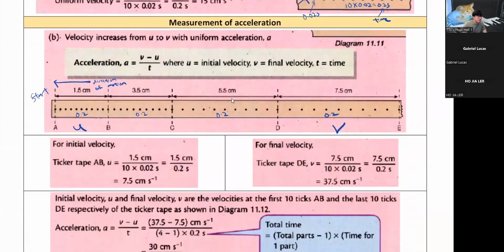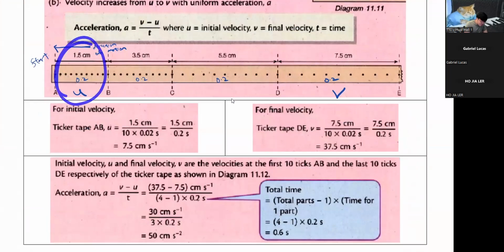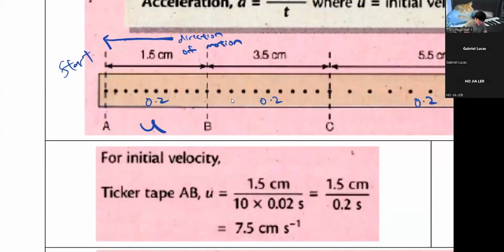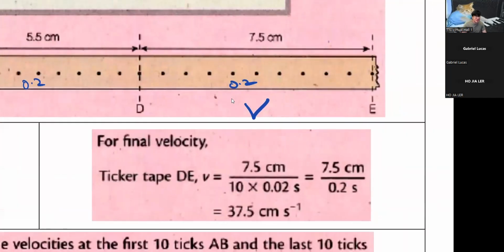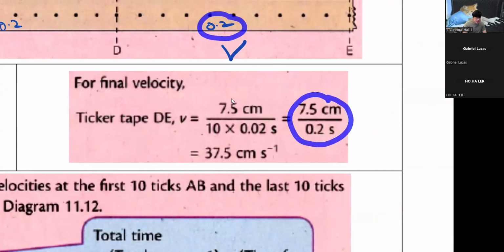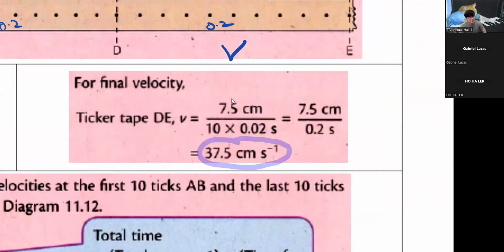Okay, 0.2 second. So let's calculate the U here. Since we have the distance and the time, it's distance divided by time. 1.5 divided by 0.2, so you get 7.5 cm per second. You see? Very straightforward. And then V, this is the distance, this is the time. Distance divided by time, so you will get 37.5 cm per second.